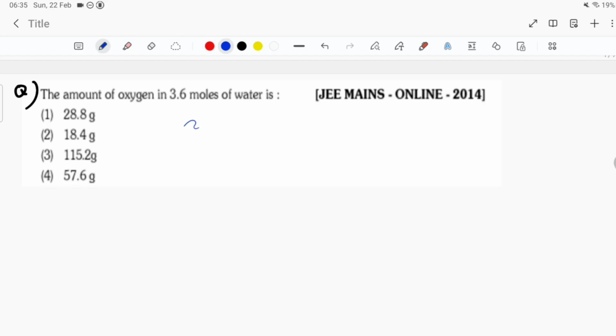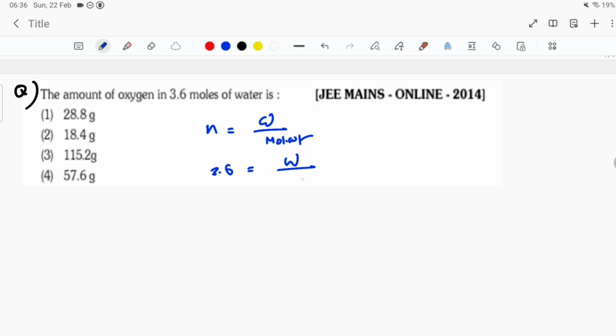So how do we need to calculate here? It's simple. Amount of oxygen in 3.6 moles of O2. We know number of moles is equal to weight by molecular weight. 3.6 is given, W you have to find, sorry, H2O, water it is. Water, how much? Molecular weight is 16 plus 2. Amount of oxygen in 3.6 moles of H2O they are asking.